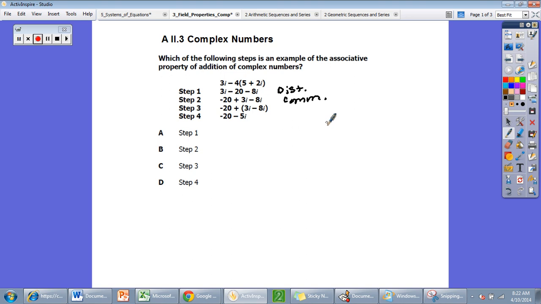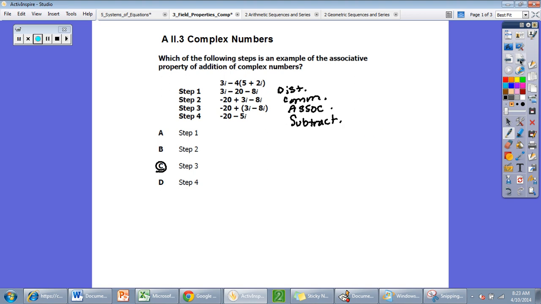And then going from step 2 to step 3, you're putting things in parentheses. So that's the associative property. And that's the one that we're looking for. So we know that that's the correct answer. But just to make sure that we know what's going on here, going from step 3 to step 4, they're subtracting 3i minus 8i. So that's the subtraction property, just in case you would be asked about that.